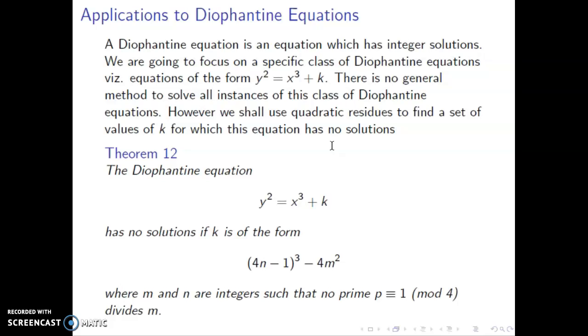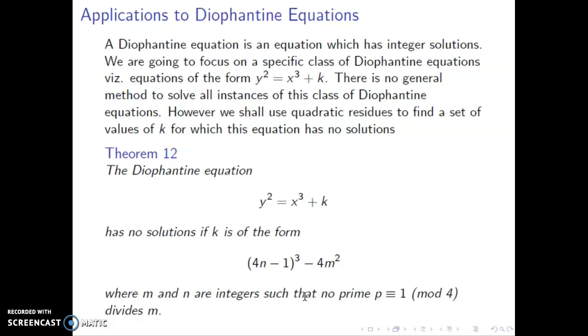Now, we are coming to the last theorem in this section. The Diophantine equation y squared is equal to x cubed plus k has no solutions if k is of the form (4n minus 1) the whole cube minus 4m squared, where m and n are integers such that no prime p congruent to 1 mod 4 divides them. Now we are going to prove this theorem using contradiction.